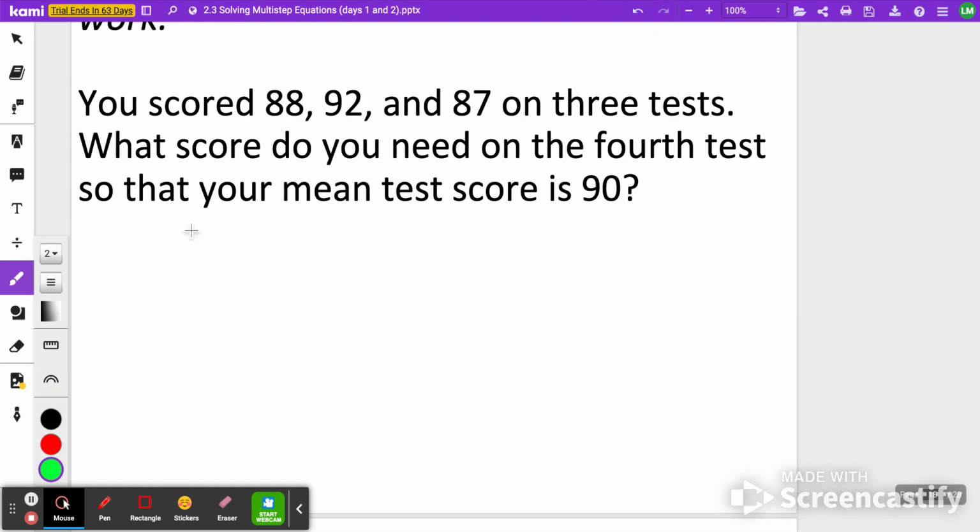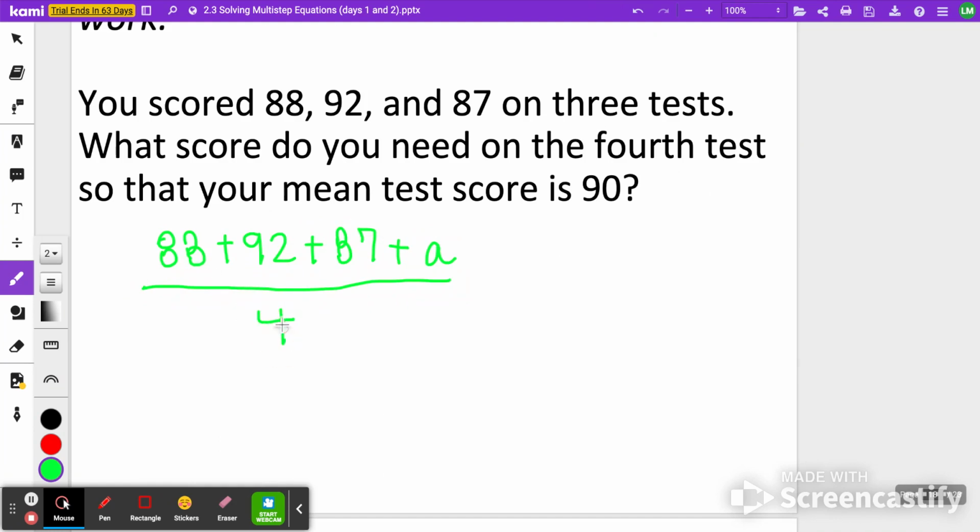So one thing we have to understand about mean is when we are finding mean, we are adding all of our scores together. So I'm adding 88 plus 92 plus 87 plus an additional test. So let's say that test is the letter A, and I'm dividing it by how many tests I've taken. So that would be 4 test scores. So I'm dividing that by 4, and that should be equal to 90. So here's my equation. Now let's solve it.